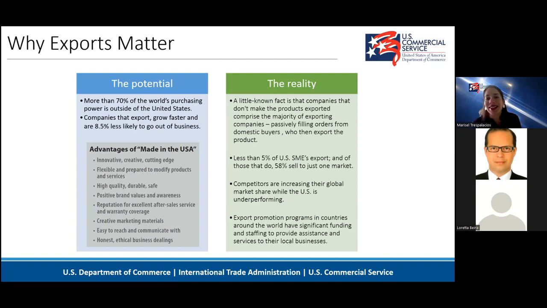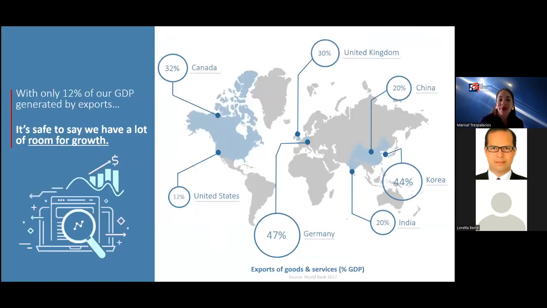But okay, the reality is that here in the United States, we don't have that many SMEs, small and medium size enterprises, exporting. Less than 5% do, and almost 60% of those that are exporting export just to one market, namely probably Canada or Mexico, which is fine. They're foreign markets and worth exploring, but also there's so much out there. And our competitors are really putting in effort and money to assist their foreign companies. So my office, my agency, definitely has a lot of work to do.